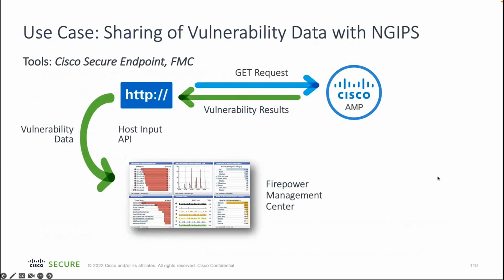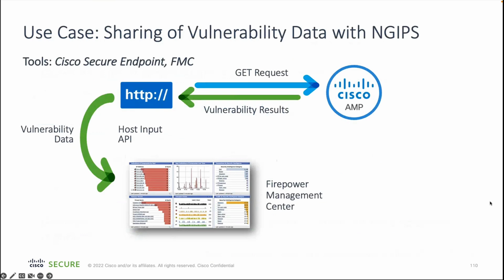So here's an example of a built-in integration using APIs, where we can configure integration with Firepower Management Center that will get vulnerability data from Cisco Secure Endpoint for the respective host and enrich host information within FMC, providing that data per host from our Secure Endpoint solution. So that's a built-in integration that leverages API capabilities as well.